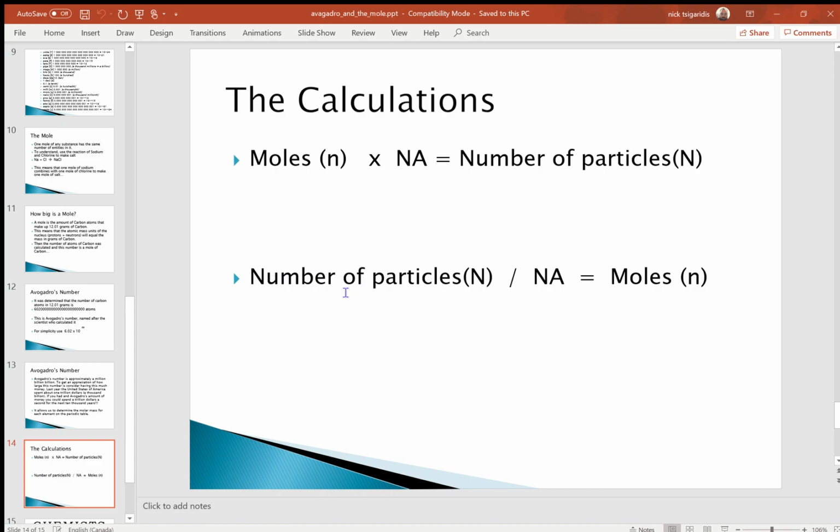And then of course down here, I also can do a reverse calculation. I can take the number of particles and divide it by Avogadro's number. Particles over particles per mole will produce the number of moles for me.